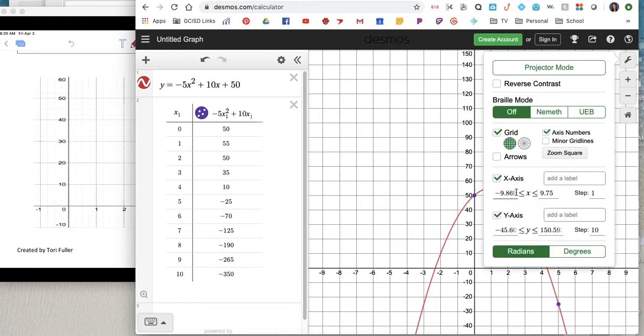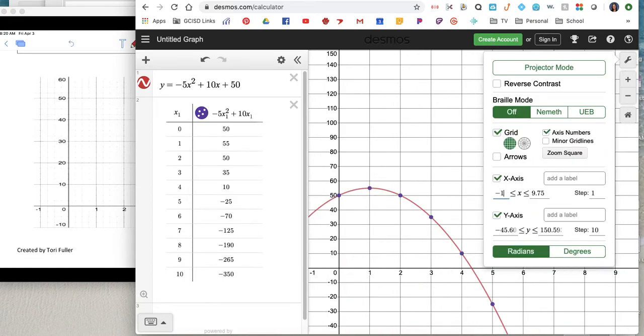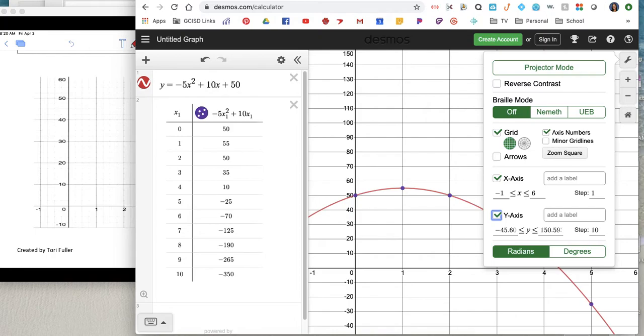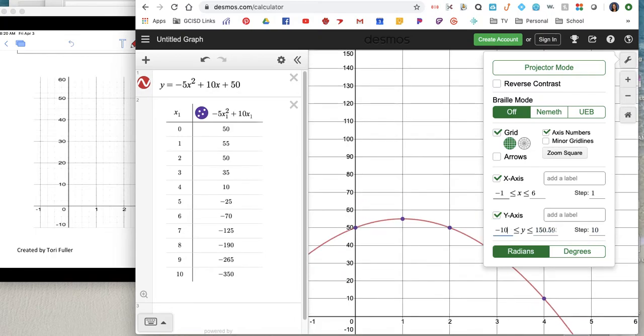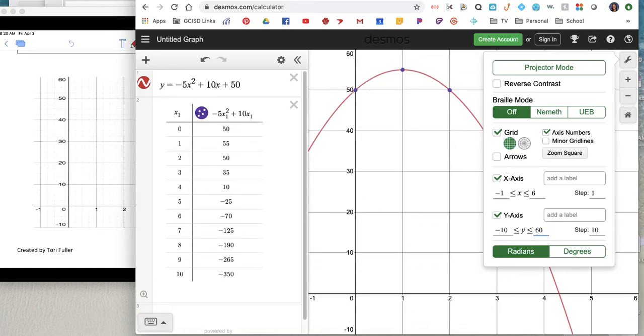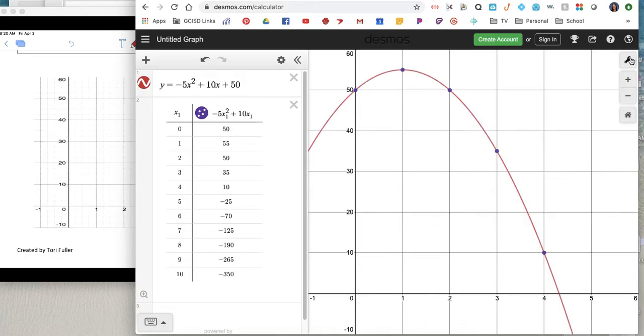All right, give me a second. I got to fix mine. Okay, so -1 to 6. -10 to 60. All right, there we go. All right, we're going to go ahead and graph those points.